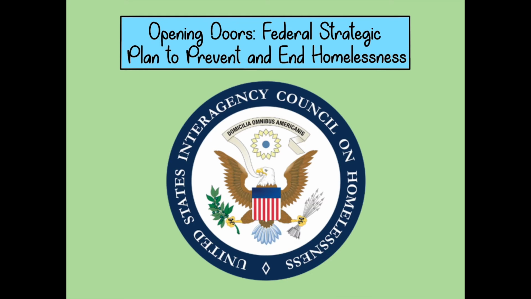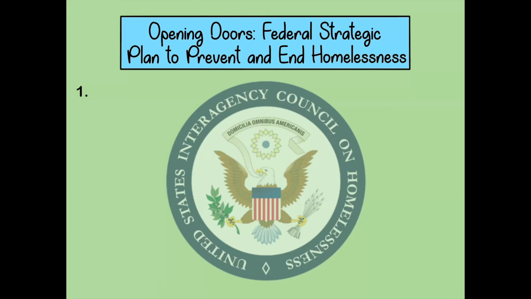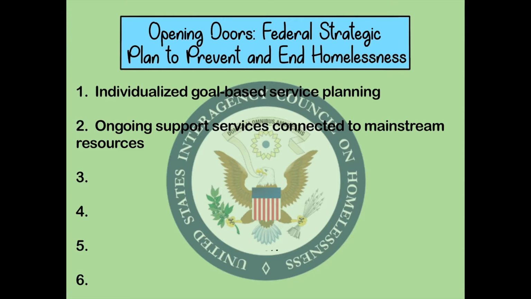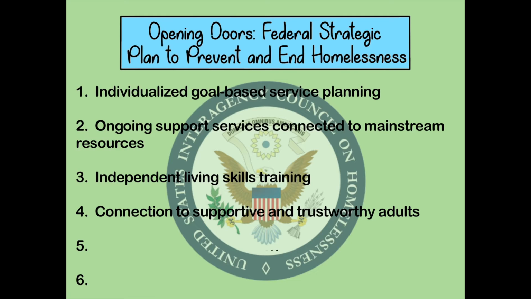There have been several initiatives, the first being the 2010 Opening Doors Strategic Plan to End Homelessness, developed by the United States Interagency Council on Homelessness. According to Youth.gov, this plan identifies and addresses 6 main areas to prevent homelessness: individualized goal-based service planning, ongoing support services connected to mainstream resources, independent living skills training, connection to supportive and trustworthy adults, employment and education, and housing. Stability, safety, and connections with families are also stressed, but only when appropriate.